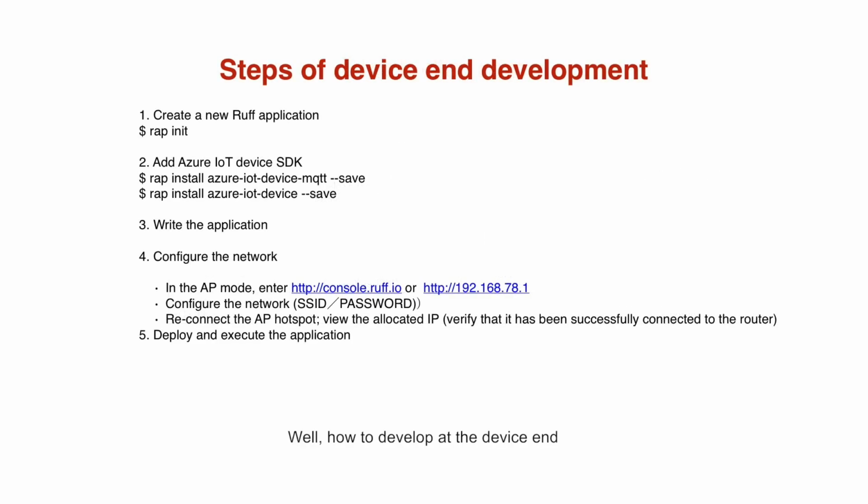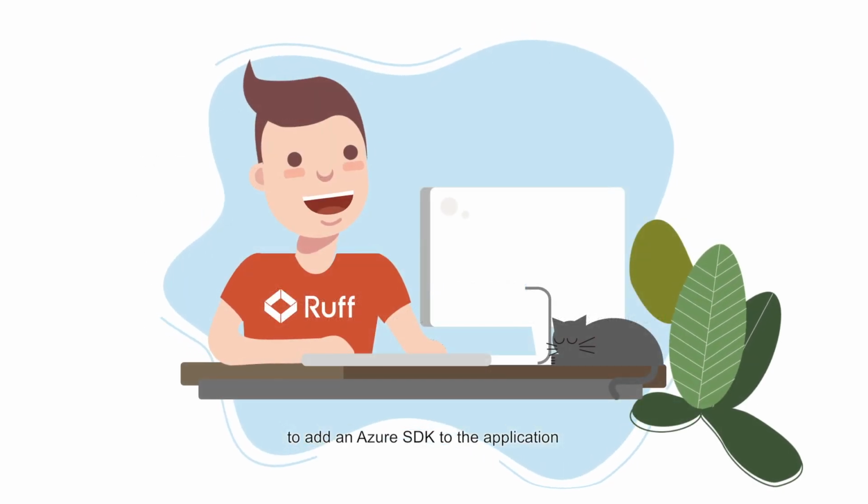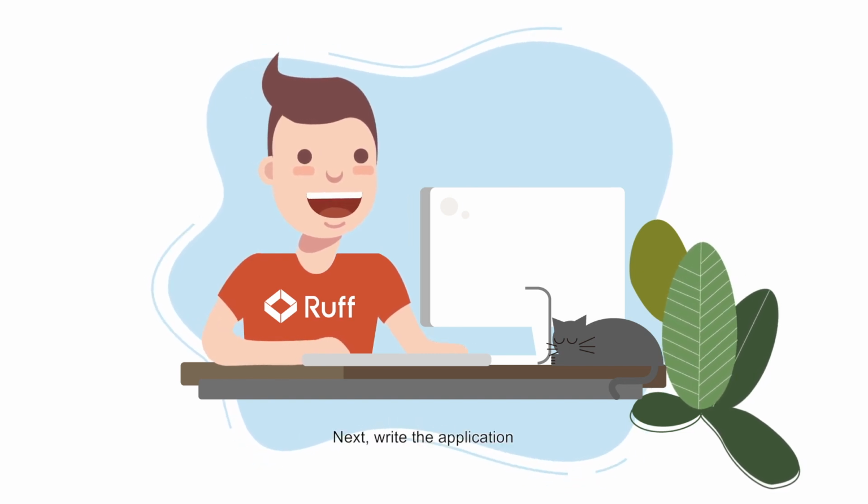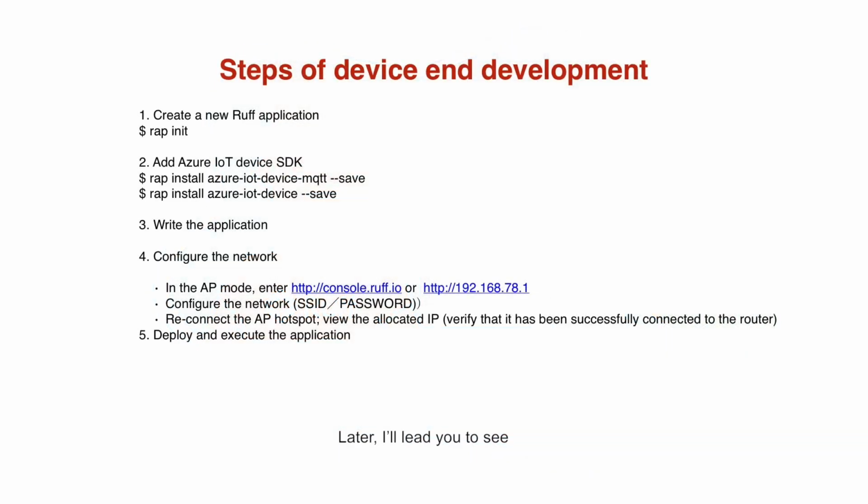Well, how to develop at the device end? Here, we select a real development board for that, instead of a PC command line for simulation. First, create a Ruff application. So, just create an empty application with wrap in it. Next, add Azure IoT Device SDK. Here, we may use the command wrap install azure-iot-device to add an Azure SDK to the application. Next, write the application. Later, I'll lead you to see the application code we've written.